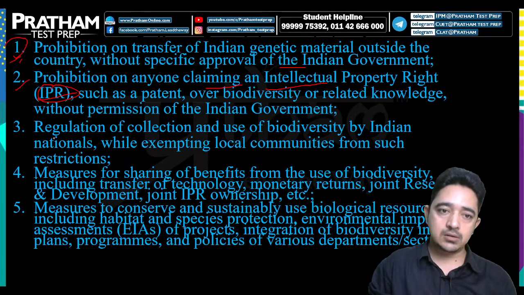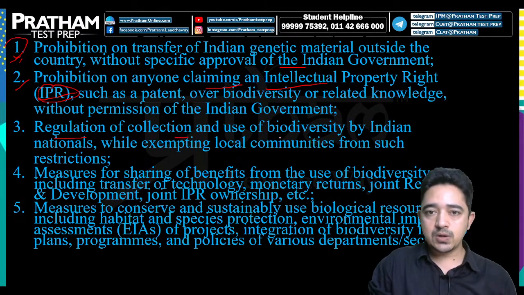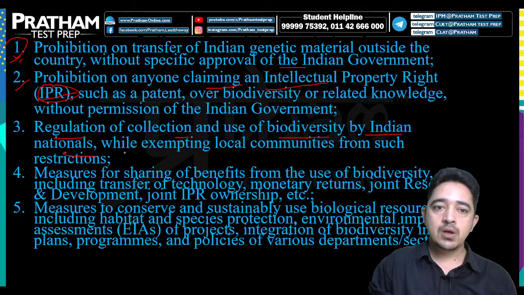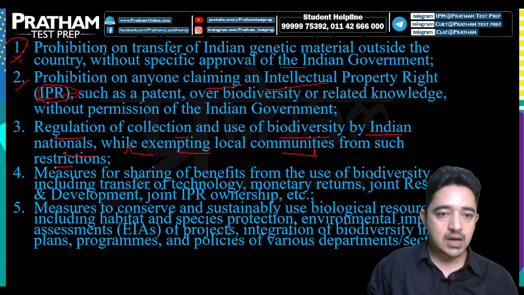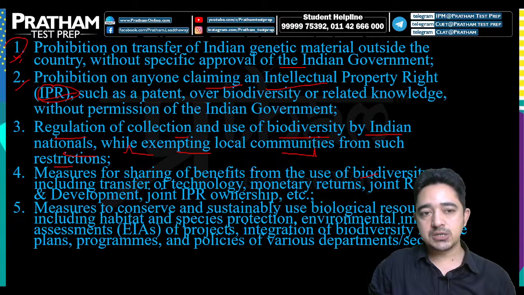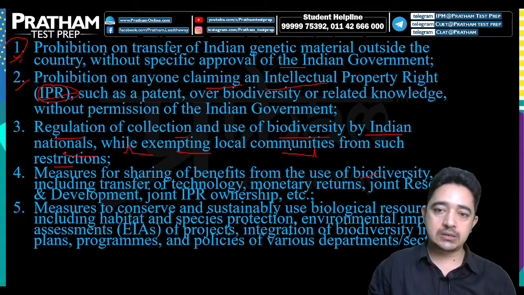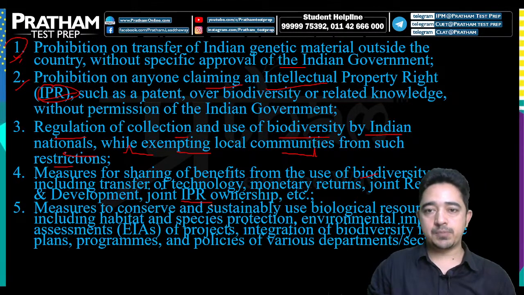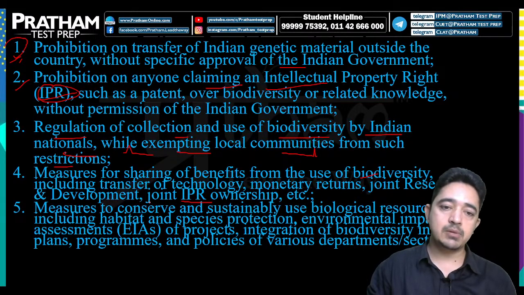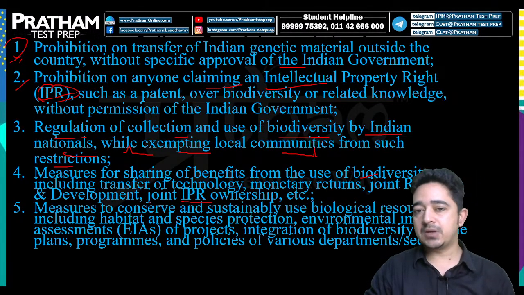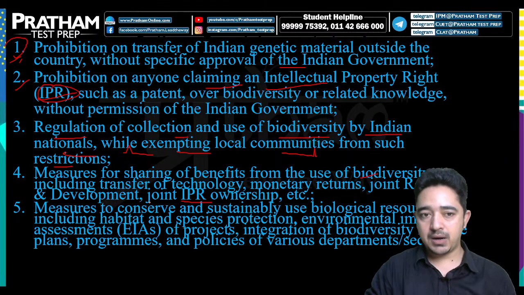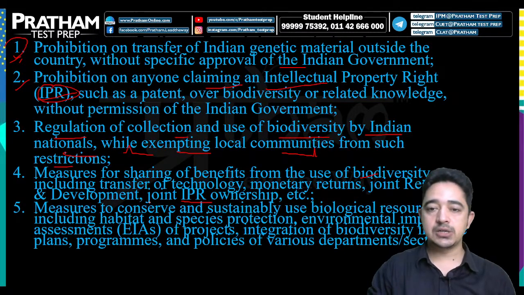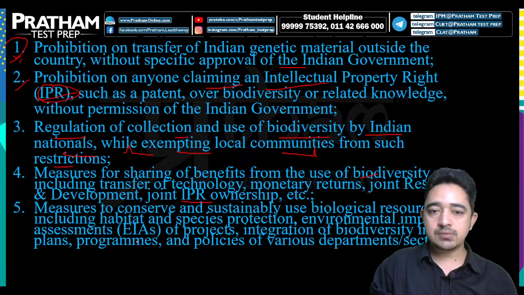Third one, regulation of collection and use of biodiversity by Indian nationals while exempting local communities from such restrictions. Fourth one, measures of sharing of benefits from the use of biodiversity, including transfer of technology, monetary returns, joint research and development, joint IPR, which is intellectual property rights, etc. Fifth, हमारा measure to conserve and sustainably use biological resources, including habitat and species protection, environmental impact assessment EIA, and integration of biodiversity into plans, programs and policies.